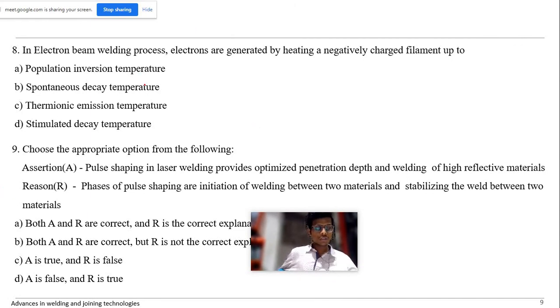This is also something sir has explained. In the electron beam welding process, electrons are generated by heating a negatively charged element up to a high temperature. By definition, we know that if we heat any filament to more than its thermionic emission temperature, electrons will be released. So 8C is the option. In the later slides, I will explain what the other modes of electron emission are. This is one, thermal emission.